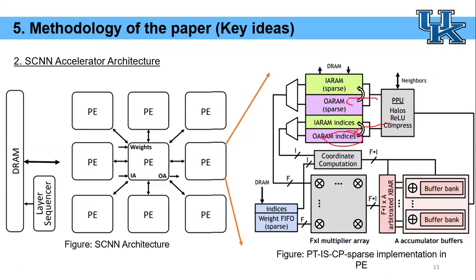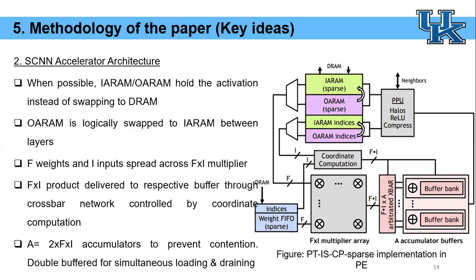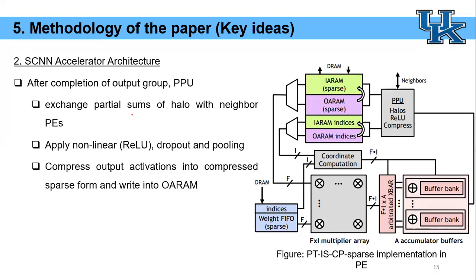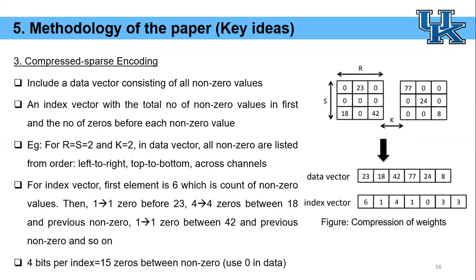This also does something, right, moving the output sparse to input sparse, because the output of one layer would be the input to another layer, right? So when you are doing the part for another layer, we can just move the output from here to here, right? That's something this paper does as well. So that's basically what this part is trying to explain. Obviously, dropout and pooling will be done by the PPU.